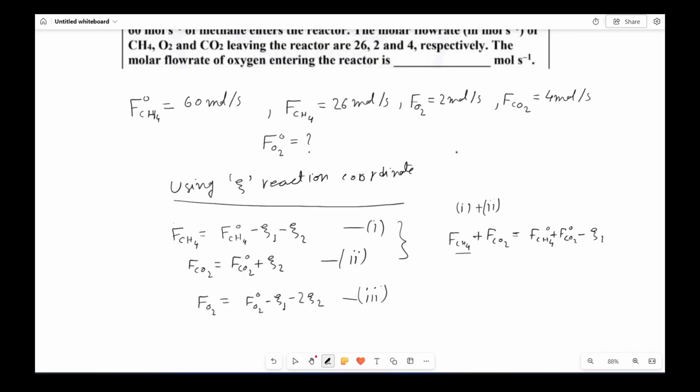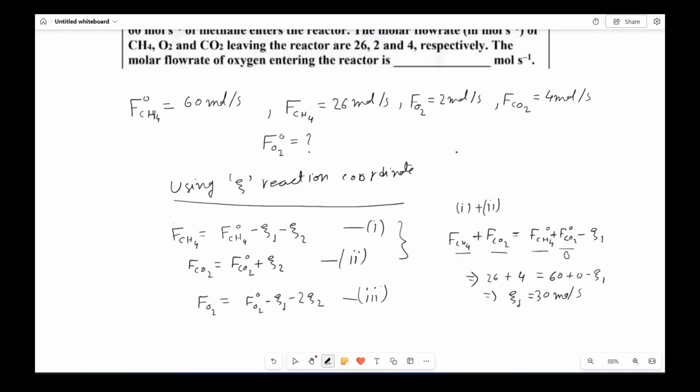CH4 and CO2 out are given, CH4 naught is given, and CO2 naught is 0 because it is not entering the reactor. So from here, CH4 is 26, CO2 is 4, equals CH4 naught, which is 60, plus 0 minus zeta 1. We will get zeta 1 as 30 mole per second.